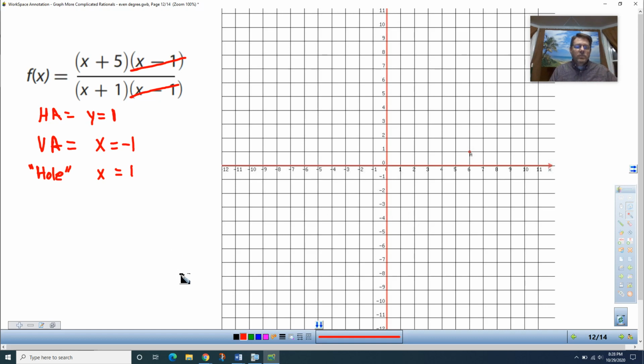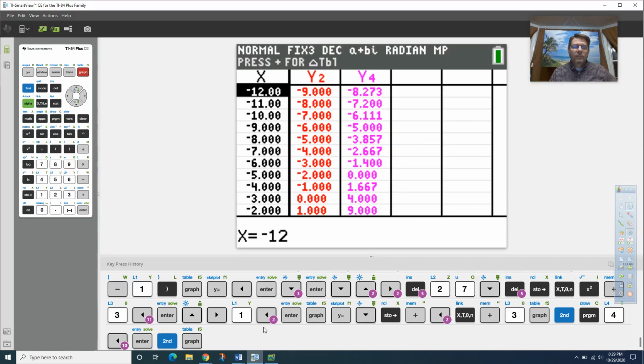Okay. So let's do some horizontal asymptote and vertical asymptote. Get those guys in there. So we said y equals 1 for this guy here. And then x equals -1 for the vertical. And there's nothing really we're going to do for the hole at this point. Now we just got to go in there and do some graphing.